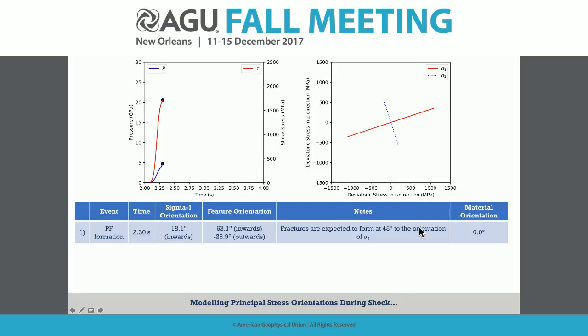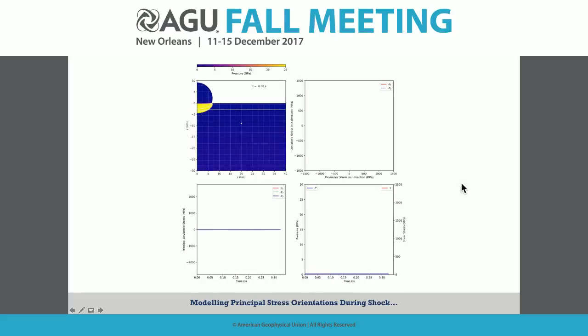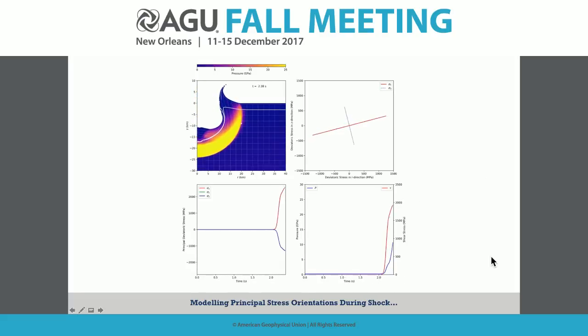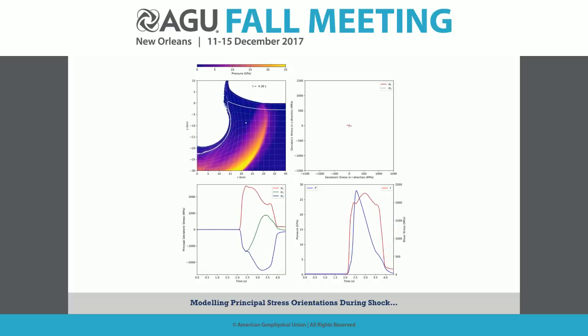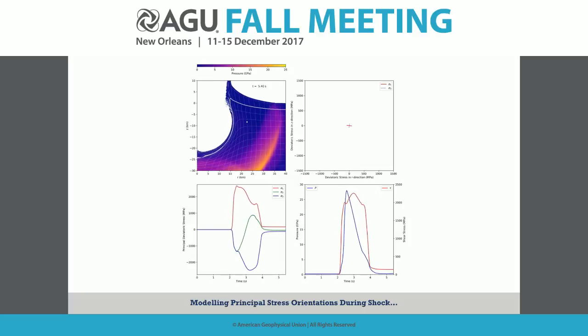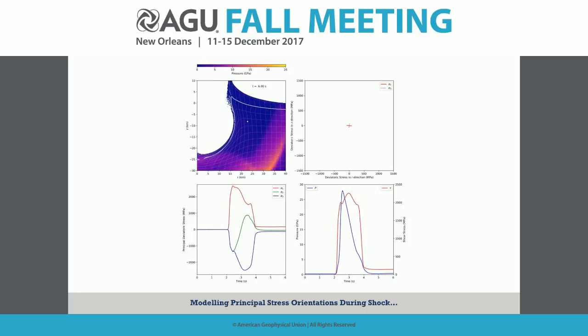Okay, now, let's go back. So this actually may all be a little bit too much information, but we're going to go through this twice over, just so that we go through it. What we can see here is we have the shock pulse, which you can see here. These are the orientations of the deviatoric principal stresses.